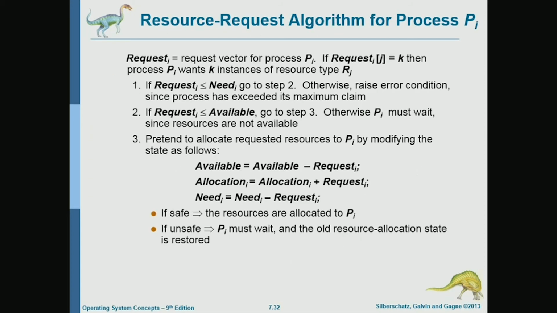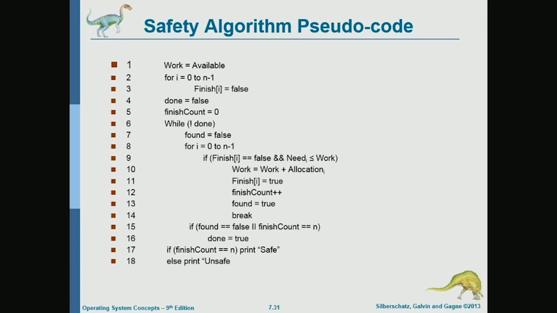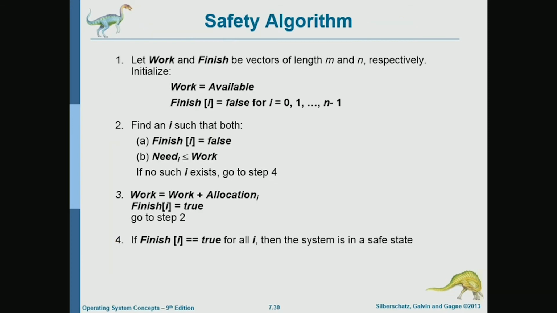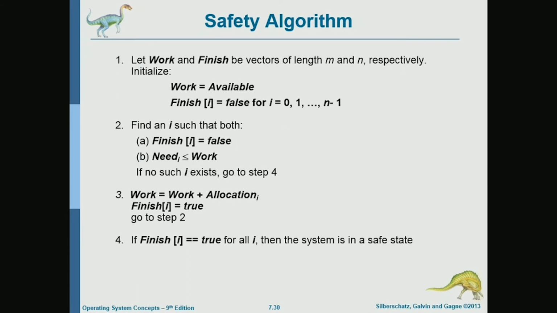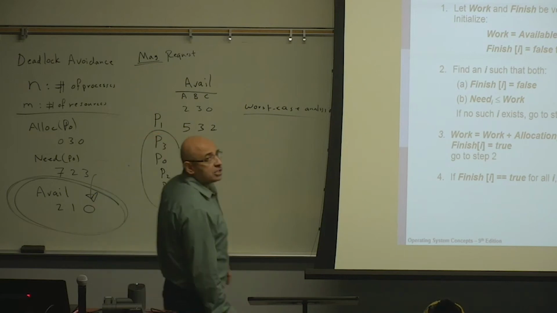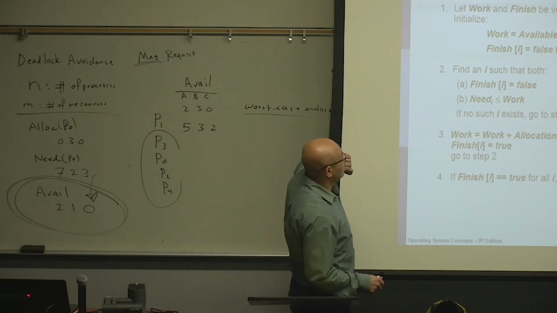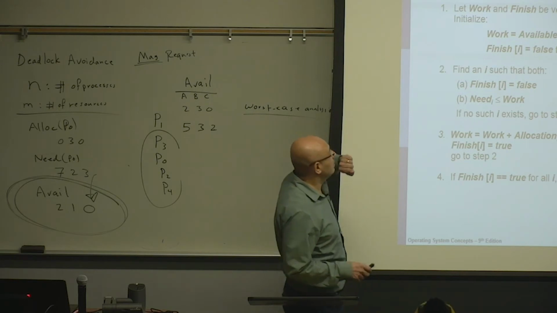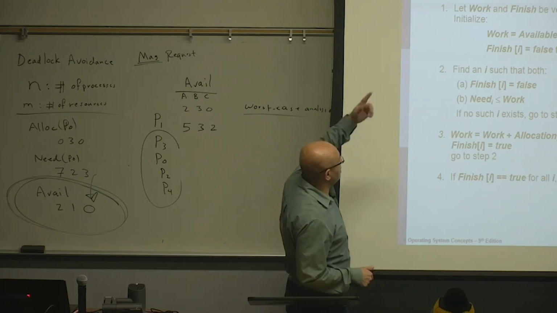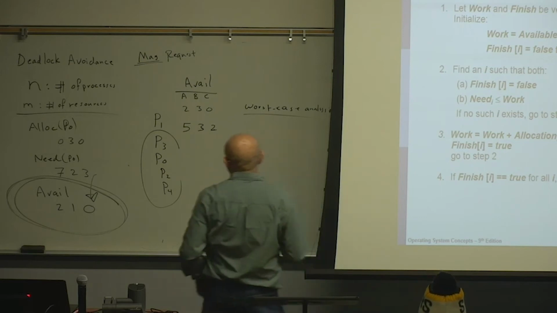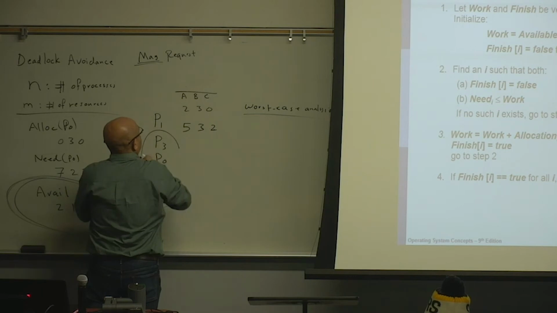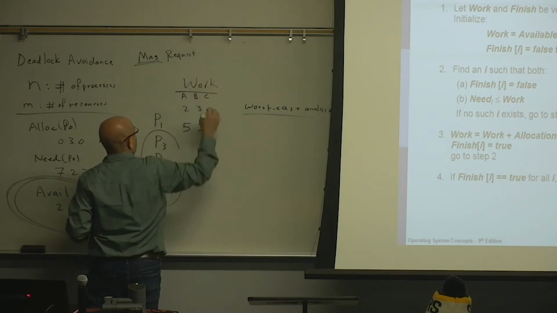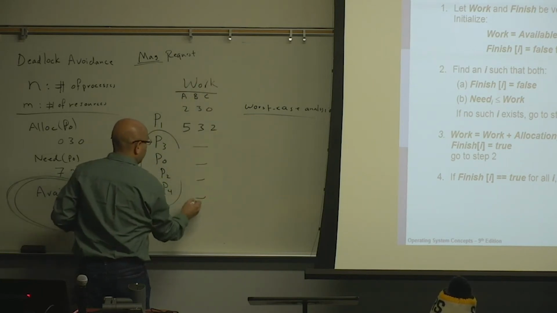Okay, now if we look at the pseudocode, this is the safety algorithm. So basically we have this work vector which we initialize to available, and then we update it. What we update here is work. So in fact, this should be called work, not available. What these numbers that we have been calculating here are work.